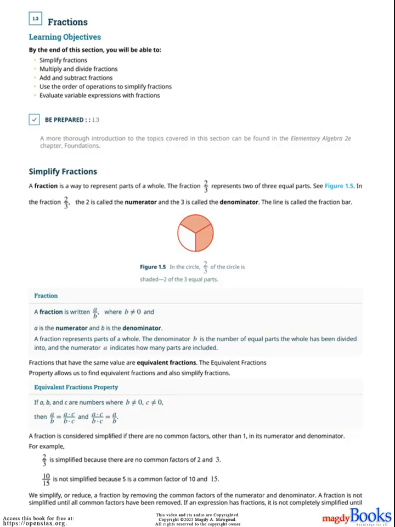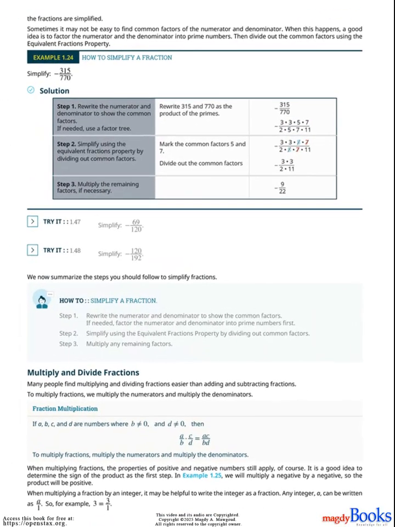For example, 2/3 is simplified because there are no common factors of 2 and 3. 10/15 is not simplified because 5 is a common factor of 10 and 15. We simplify, or reduce, a fraction by removing the common factors of the numerator and denominator. A fraction is not simplified until all common factors have been removed. If an expression has fractions, it is not completely simplified until the fractions are simplified.